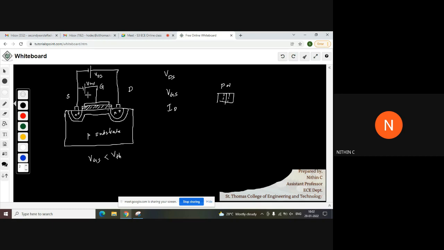So in this case, VGS is less than VTH, and so we are not having any channel. This particular mode of operation is called cut-off mode. When VGS is less than VTH, you will be having the cut-off mode of operation. Clear?